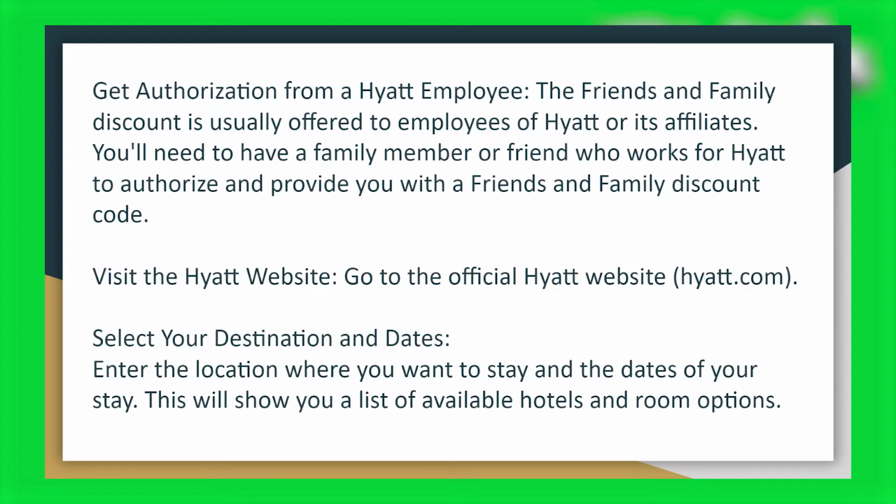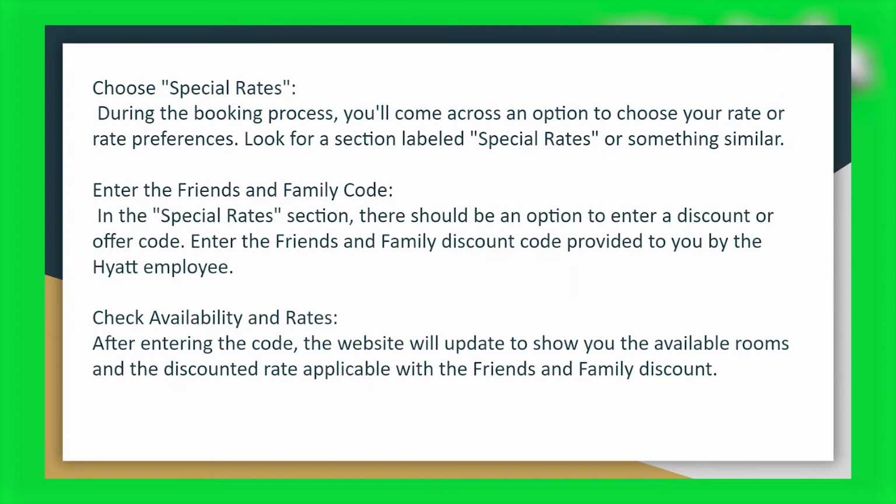Go to the official Hyatt website. Enter the location where you want to stay and the dates of your stay. This will show you a list of available hotels and room options. During the booking process, you will come across an option to choose your rate or rate preferences. Look for a section labeled special rates or something similar.